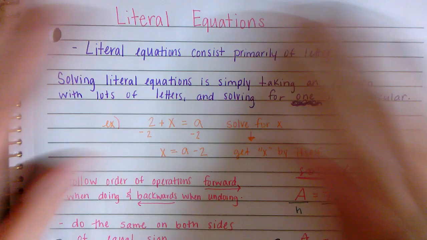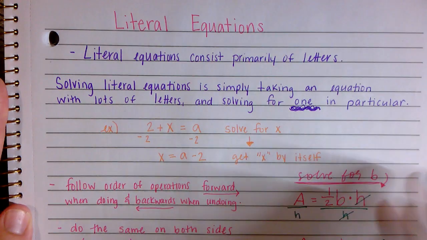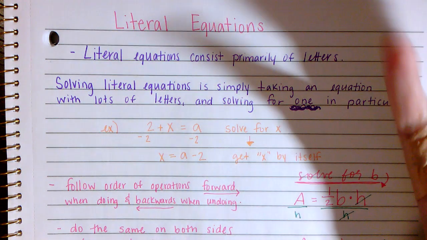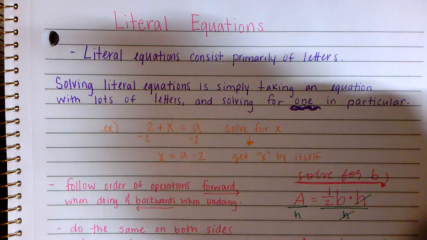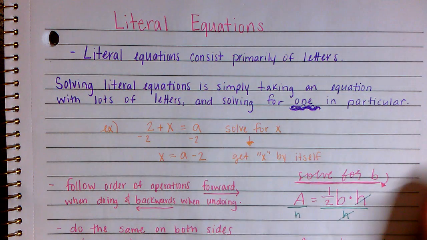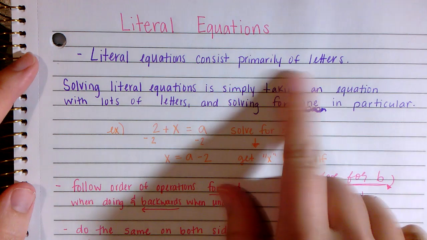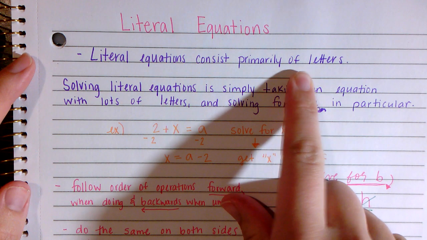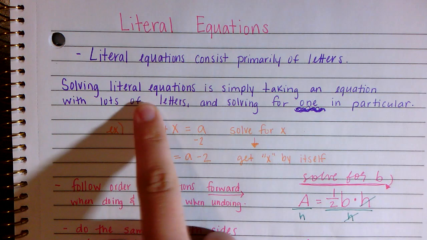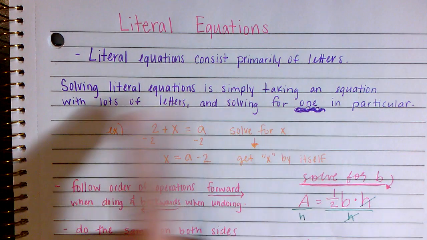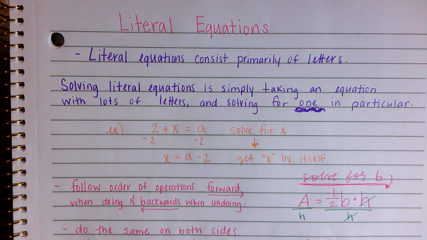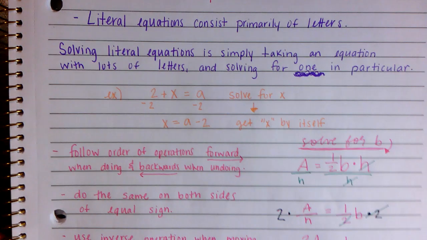So let me explain what literal equations mean. I know you guys know the word literally because you say it all the time. "This literally can't be real." "Literally is so real." So a literal equation consists of letters, primarily letters. There might be a number or two. Solving literal equations is simply taking an equation with lots of letters and solving for one in particular. So you're just moving things around.